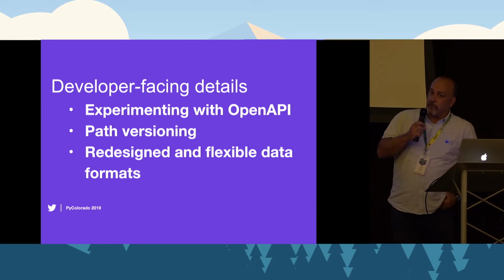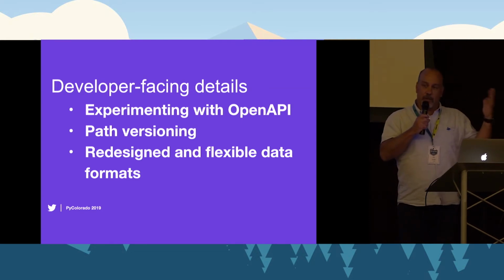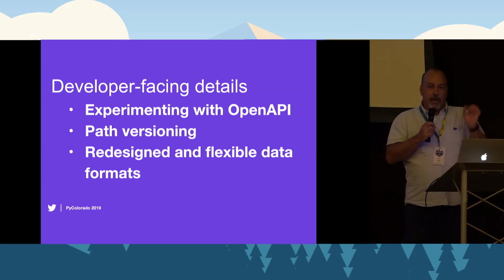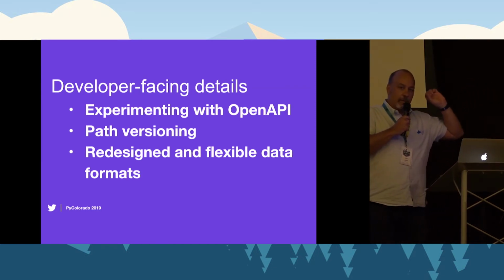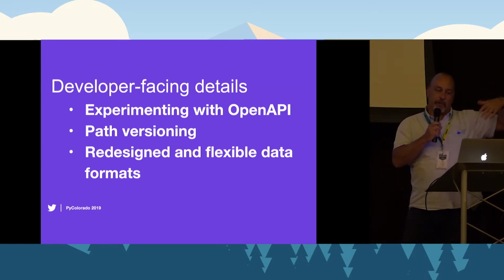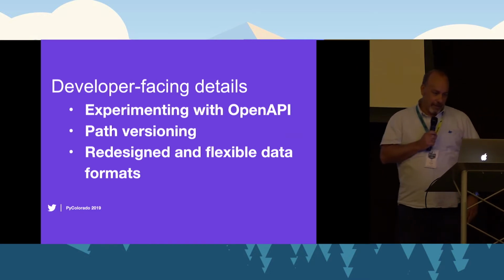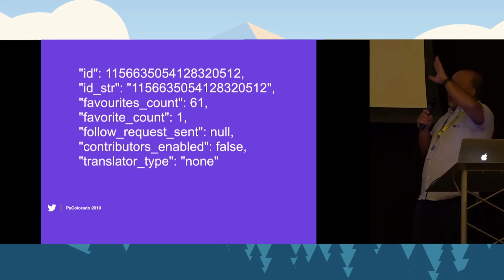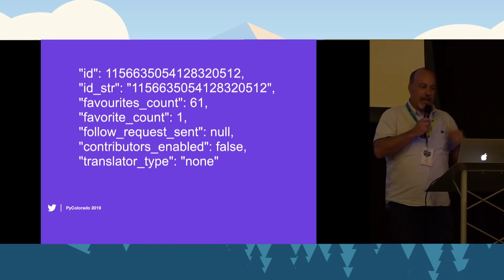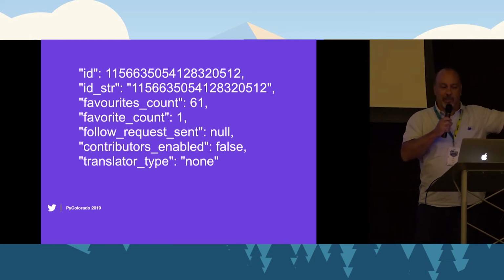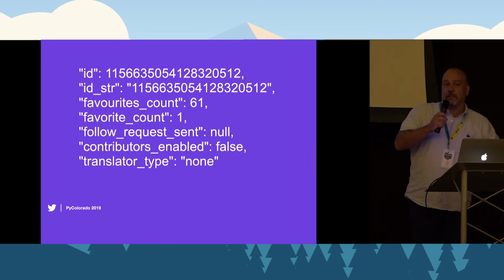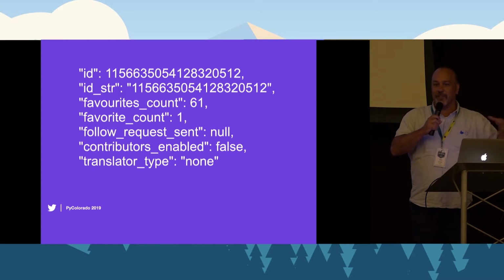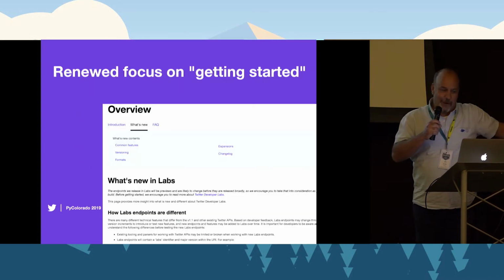There's a lot of developer-facing details here. We are experimenting with OpenAPI. We're doing path versioning for the first time, and we're redesigning and coming out with flexible data formats that we return from these requests. So if you've parsed Twitter data before, there's a lot of stuff here that you may recognize. This is all going to change. We're going to talk about likes, not two different spellings of favorites. We have tons of things that are null, false, and none. Those are being cleared out.